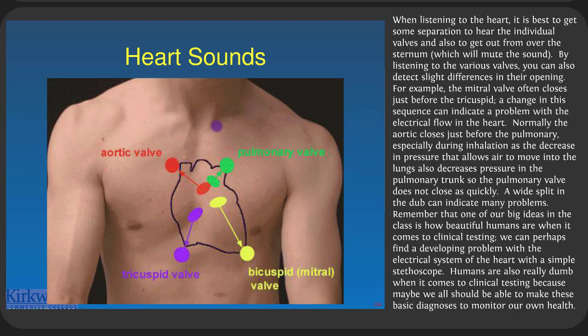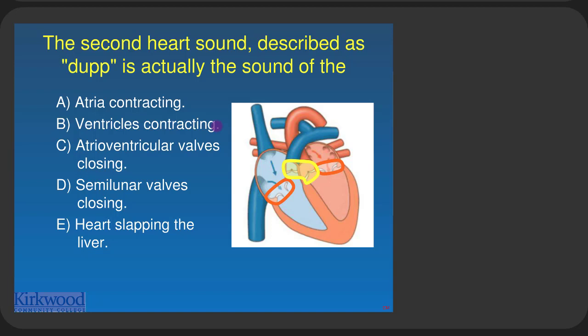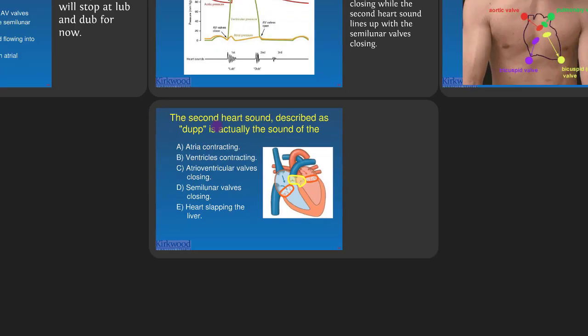The second heart sound, described as the dup, is actually the sound of the semilunar valves closing, as blood tries to re-enter the heart through the pulmonary trunk and the aorta. That's the dup.